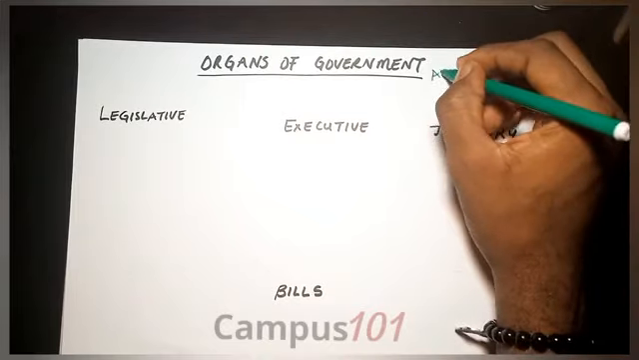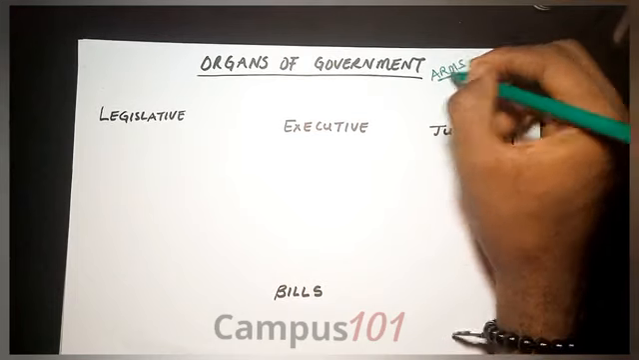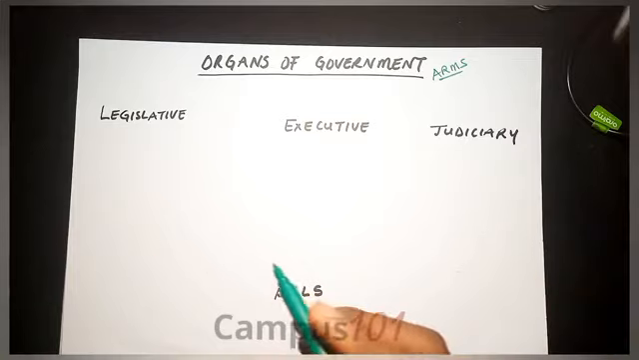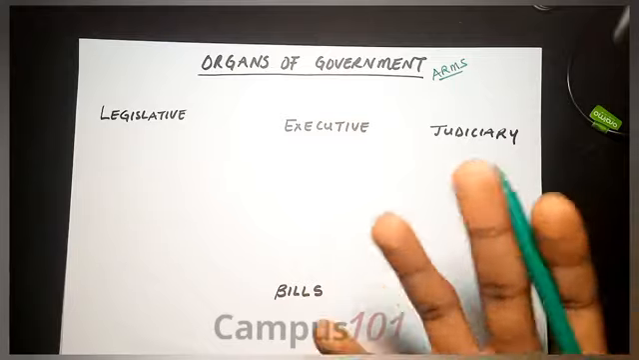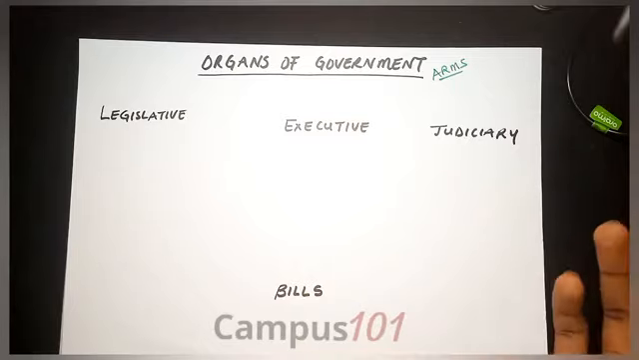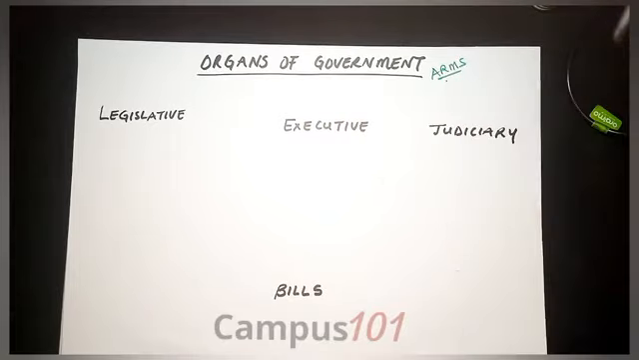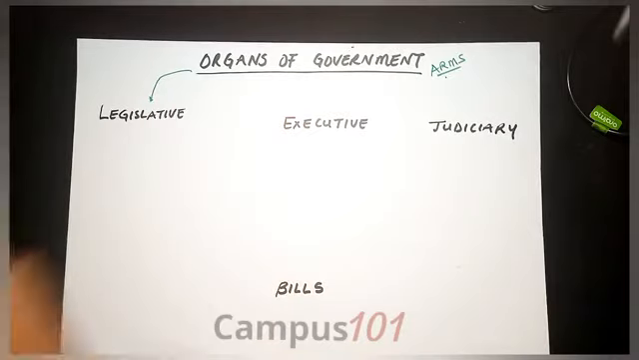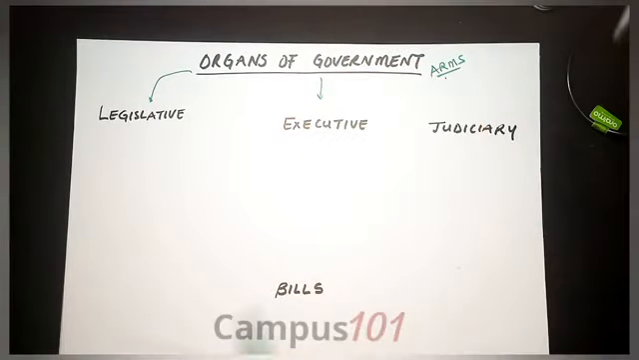Sometimes we also call this the arms of government. Alright, the arms of government. So you know that government is a body that regulates the affairs of a state. But you cannot regulate the affairs of the state if you don't have hands. So we call them the arms of government. And the arms of government are what we call the legislative arm, the executive arm, and the judicial arm.